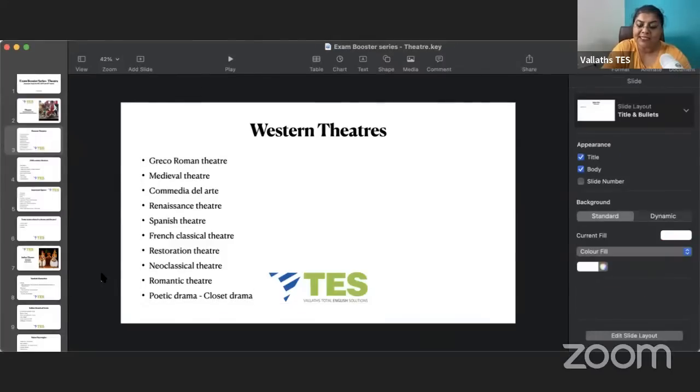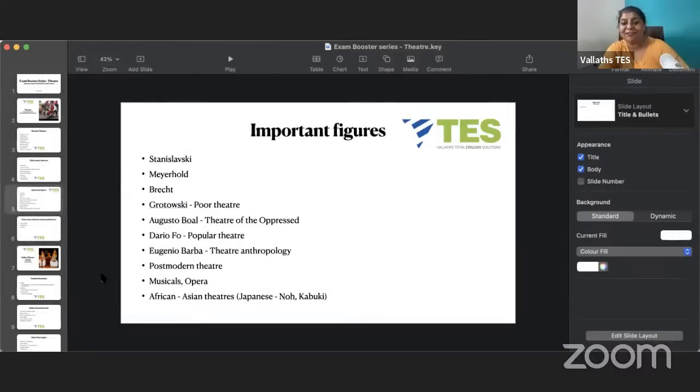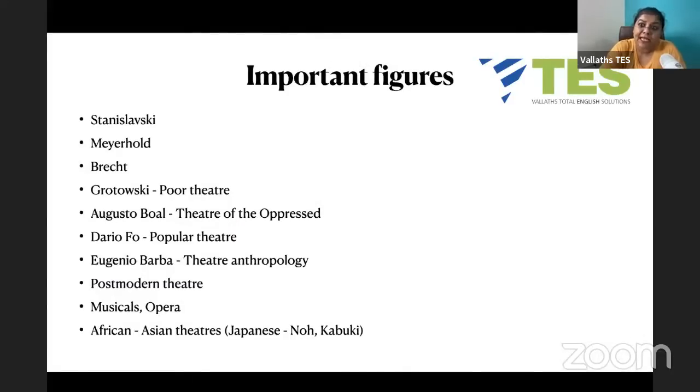Who are the main figures in poetic drama? Tennyson first, W.B. Yeats, Christopher Fry, T.S. Eliot, W.H. Auden. So many people who wrote poetic drama. Poetic drama that is meant only for reading is called closet drama.